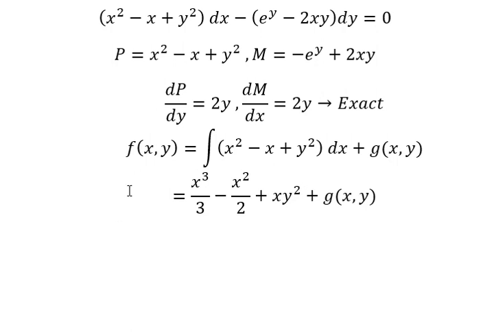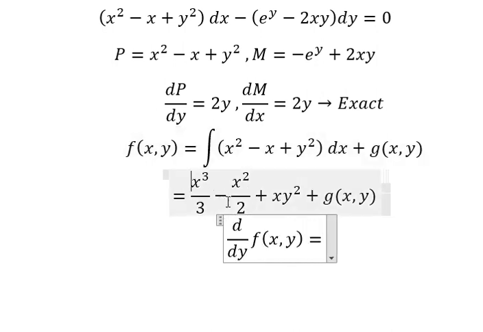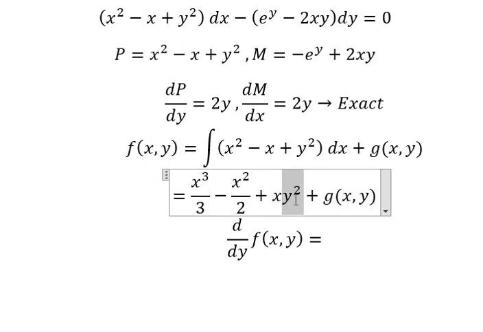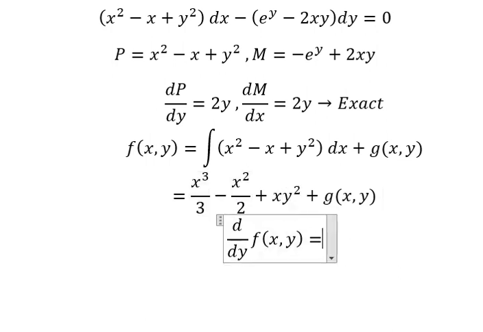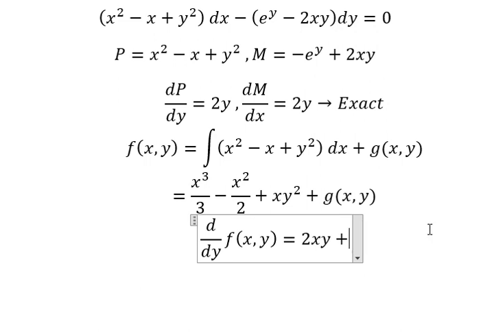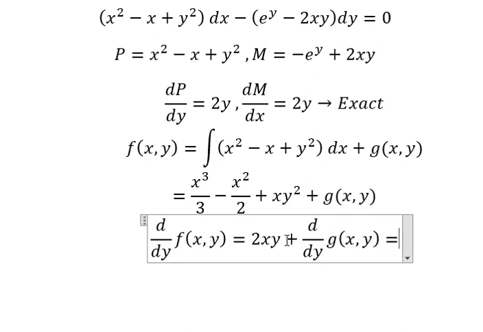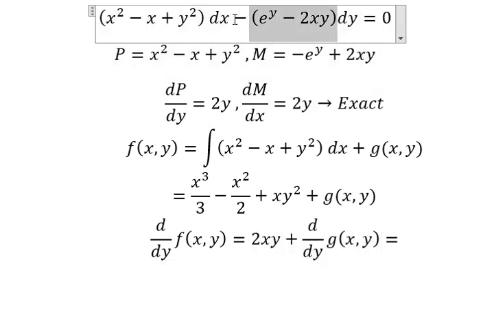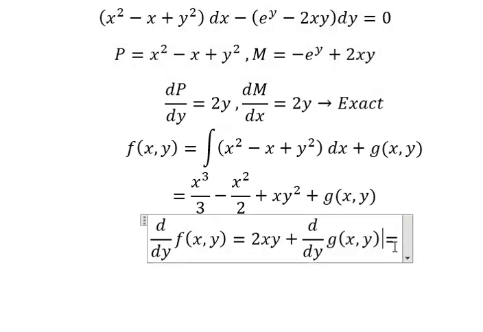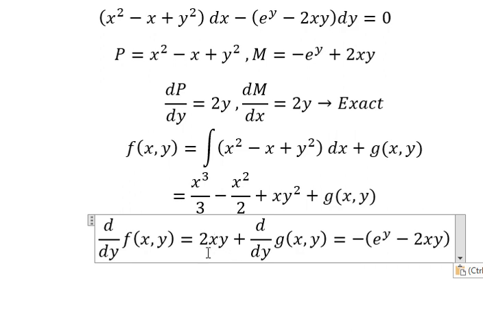Next, we need to do first the derivative of f with respect to y. So this one, you got number 0. This one, you got 2y. And we know that this one equals to this one. And now we need to simplify for the both sides.